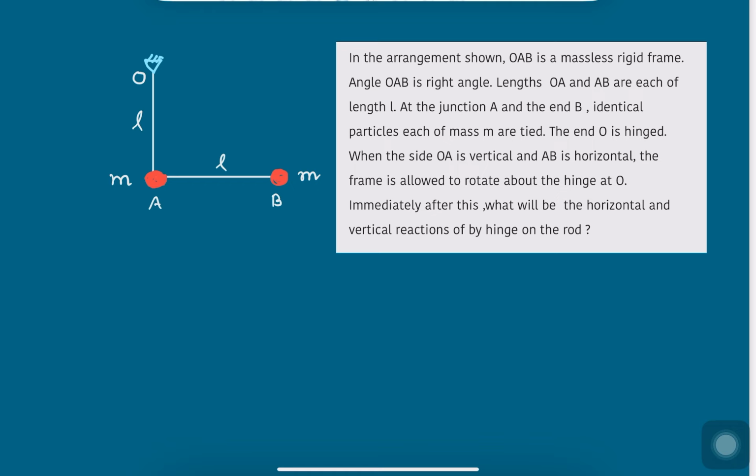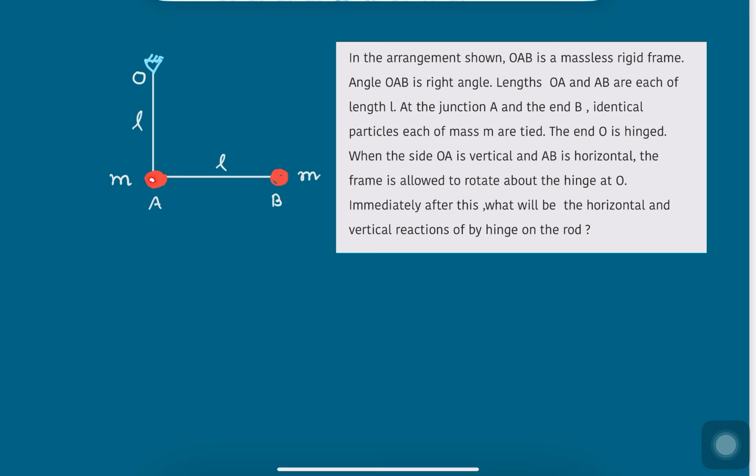तो इस प्रॉब्लम को सॉल्व करने के लिए what we should do, we should find the acceleration of these two particles somehow, with magnitude and direction. Then applying Newton's second law on this whole frame in horizontal direction and vertical direction, we can get the reaction by the hinge.